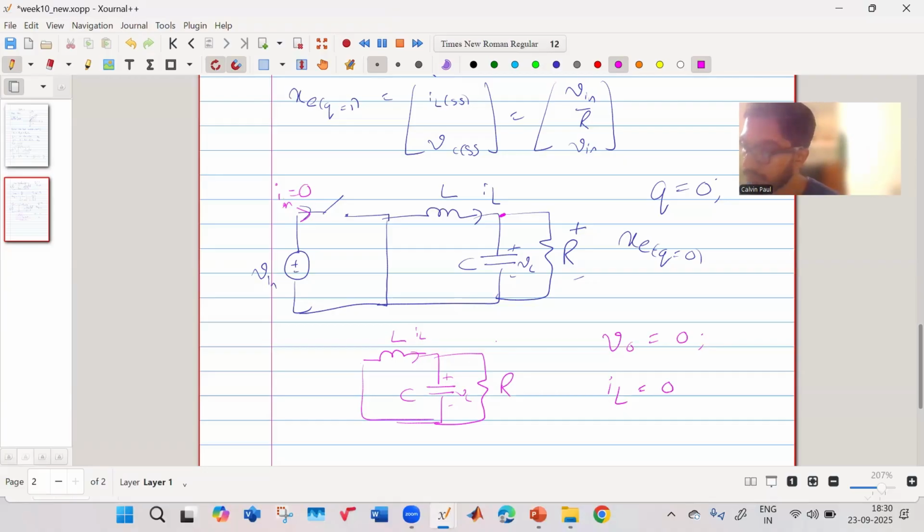Okay. Make sense? Sir, IL will be there, sir. No, IL also will become 0, right? Because this voltage becomes equal to 0, this voltage also becomes equal to 0. So there is no voltage drop across the inductor. So the current will become 0.